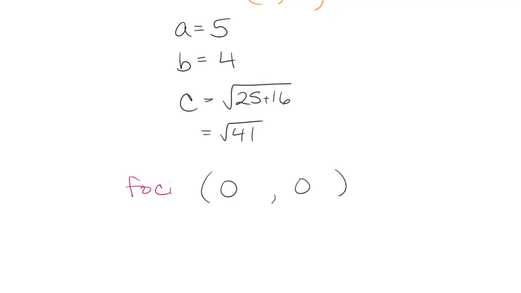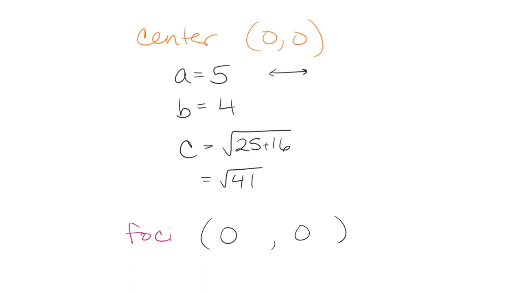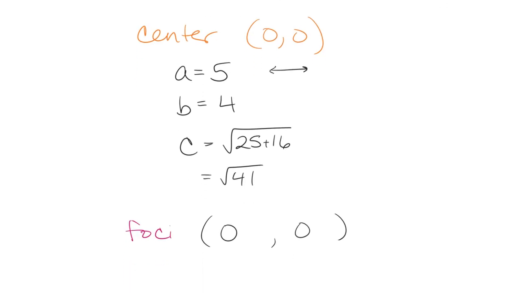Now, since this has an a value that is underneath x, is this hyperbola going to be side to side or up and down? Side to side, which means we have a horizontal transverse axis. My branches should open side to side, so we know that my foci should also go side to side. That means that I am adding the focal length of c to the x value in that center.